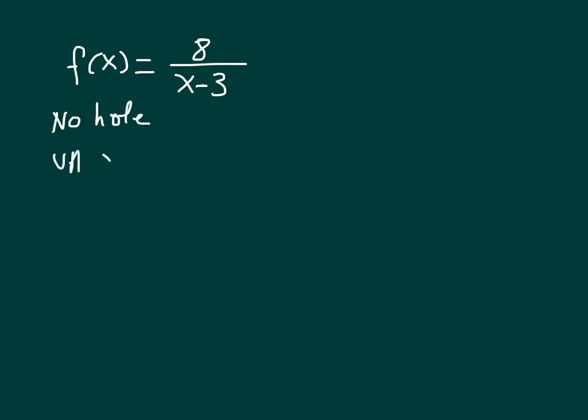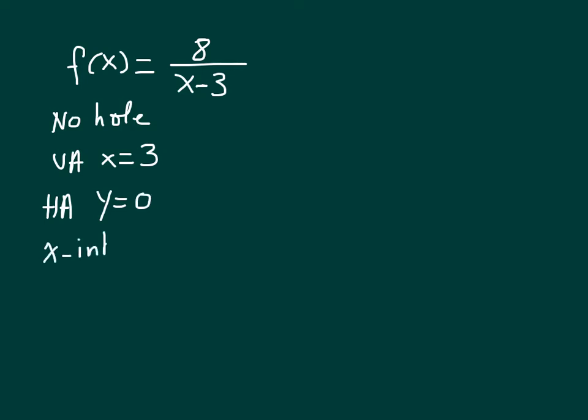Number 13. Number 13, it is f of x is equal to 8 over x minus 3. I want you to graph this function. So this function, as you can see, there is no hole. The VA will be x equal to 3. It's what makes the denominator 0. The HA is BOBO, bigger on the bottom, which makes y equal to 0.